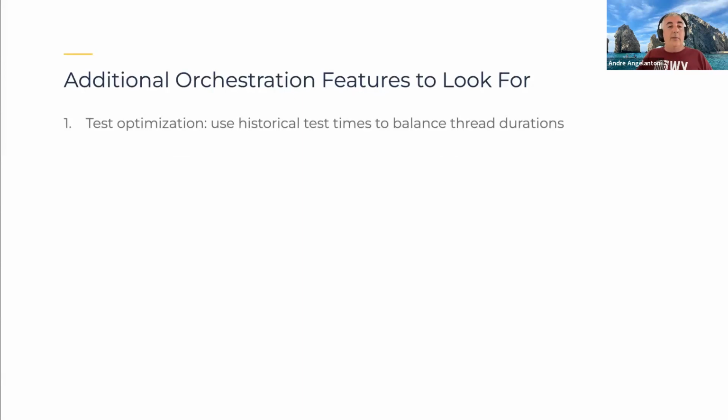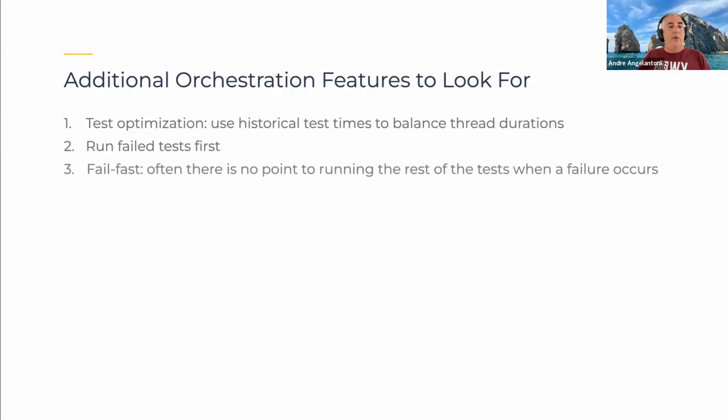Okay, so additional orchestration features you want to look for. Test optimization, we talked about that already. Running failed tests first. It doesn't make sense to spend an hour running all the tests that worked the last time and then only finding out after an hour that the failed test still failed. So optimization tools are also going to move the failed tests to the beginning. You definitely want to do that. Fail fast. There's no point in running the rest of the test when a failure occurs.